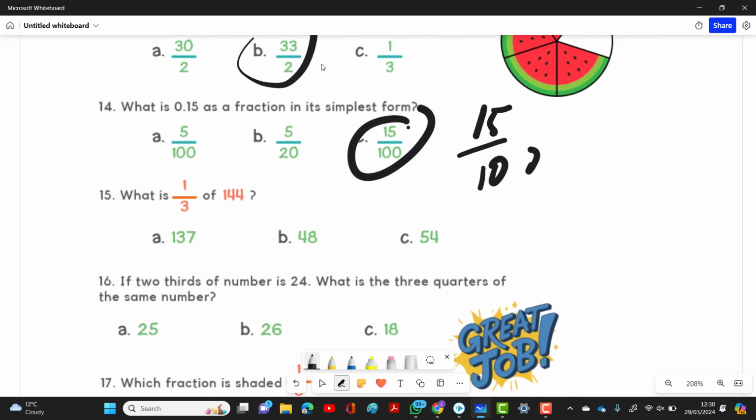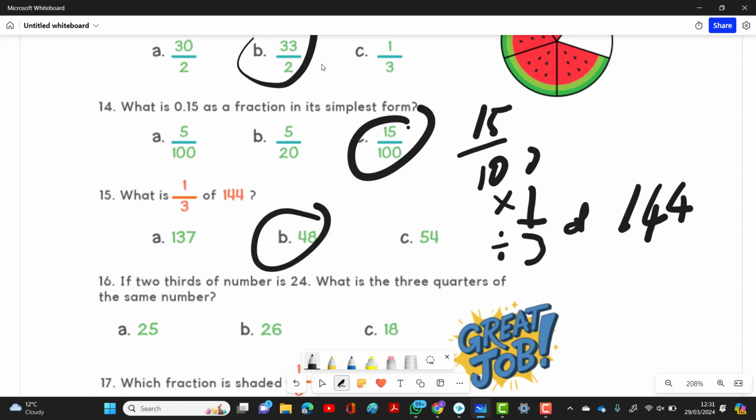1/3 of 144. So divide by the bottom, times the answer by the top. So that equals 48. So divide by the bottom, times the answer by the top.